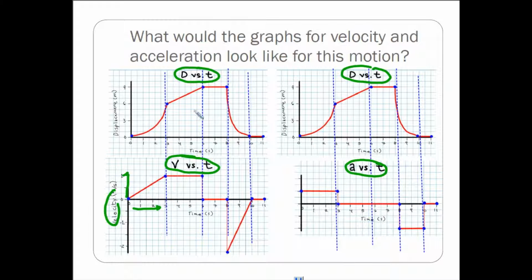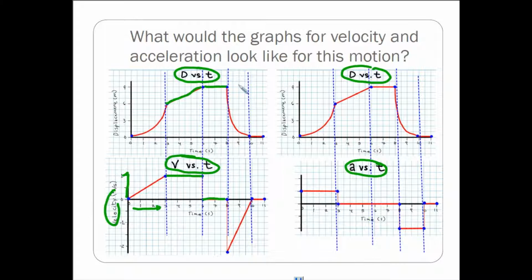During the interval of 3 to 6 seconds, my displacement increases at a constant rate, which means that my velocity must be constant. And in this case, you can see that my velocity is a constant 1 meter per second. From 6 to 8 seconds, however, my displacement is not changing, and as a result, my velocity is zero.